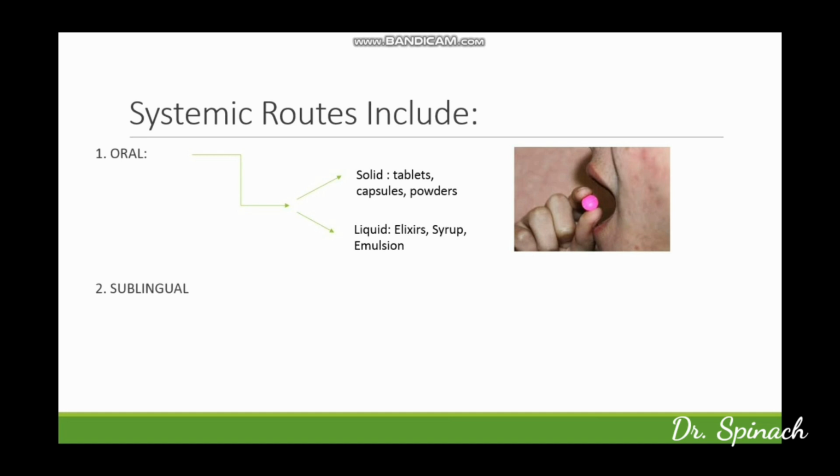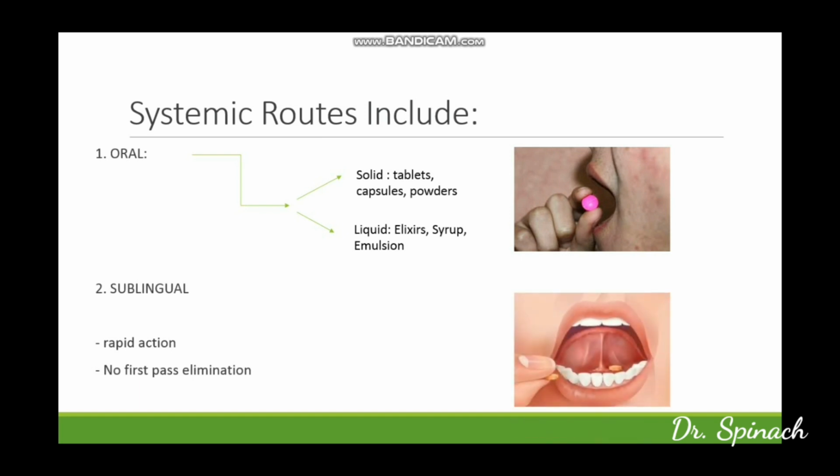So, only lipid soluble and non irritating drugs can be so administered. Absorption is relatively rapid action, and the chief advantage is that there is no first pass elimination. The examples of sublingual route include glyceryl trinitrate, that is nitroglycerine, buprenorphine, or desamino-oxytocin.